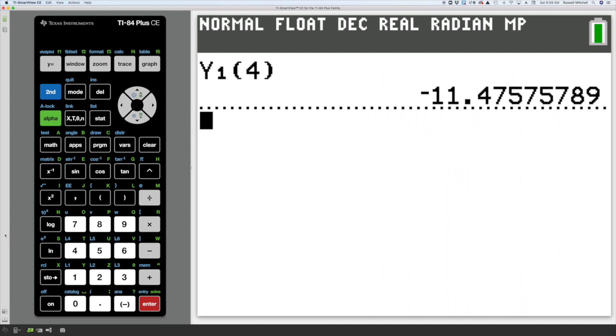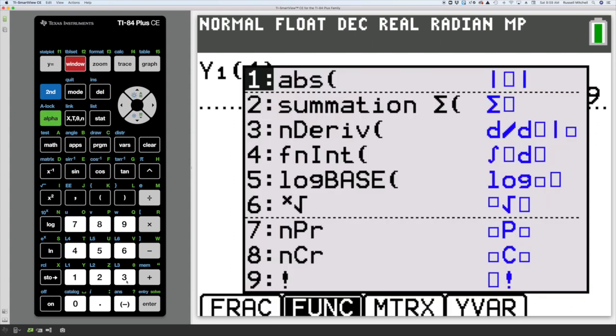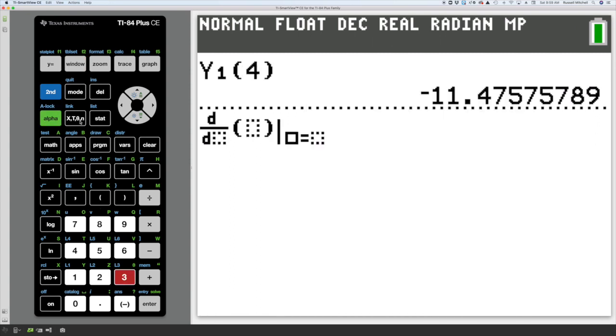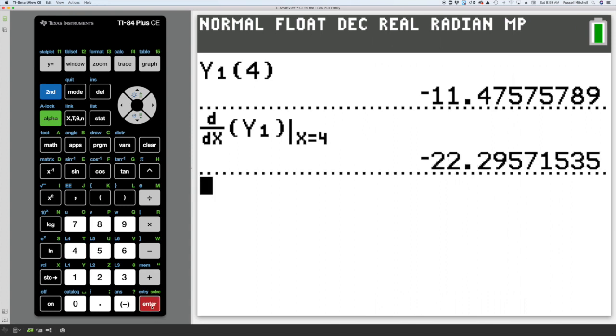Okay, so that would be alpha window, and then 3 for numeric derivative. Okay, so we're going to take the derivative with respect to x of y1, our velocity. Okay, so alpha trace number 1. And then we want to find the derivative at 4. And this gives us negative 22.296, okay? So let's go back to our paper and record these two values.